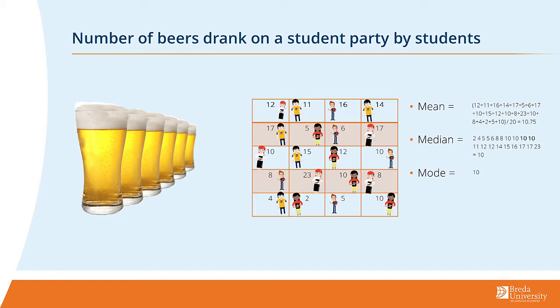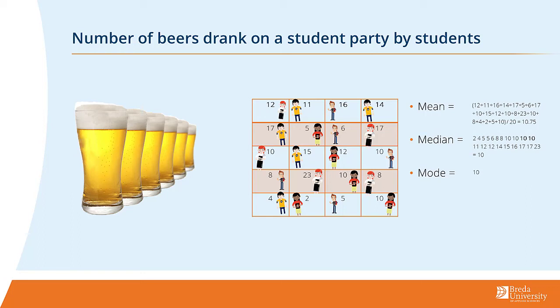Secondly, if you want to take a look at the median, we first order all of the scores from lowest to highest. And then you take the middle value. But in this case, there's not really a middle. So what we do then is take the two middle values and take the average of that. In this case, there's 2 times 10, and the average of 20 is 10.